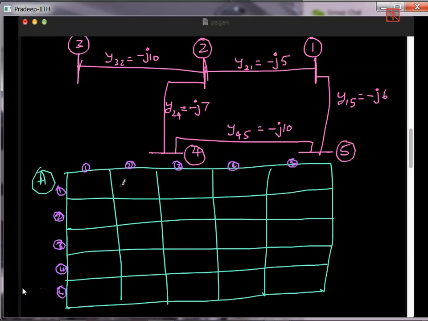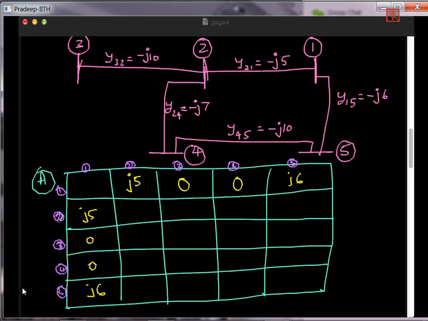Minus of minus j5, so you will get plus j5. Now is 1 connected to 3? So 1 directly not connected to 3, so 0. Is 1 connected to 4? 1 not connected to 4, so 0. Is 1 connected to 5? Yes. So minus j6 will become plus j6. Then copy this like this, j5, 0, 0, j6. This entire row, I'll copy it as a column here.